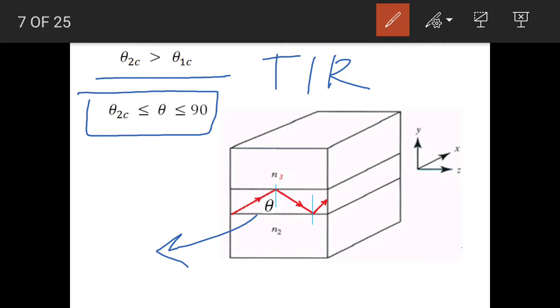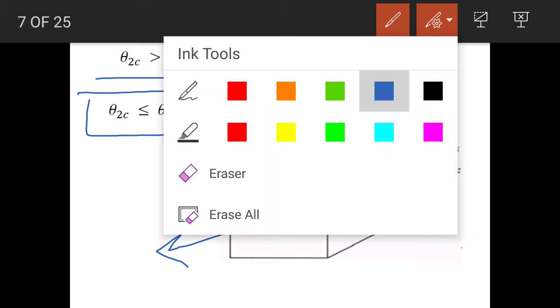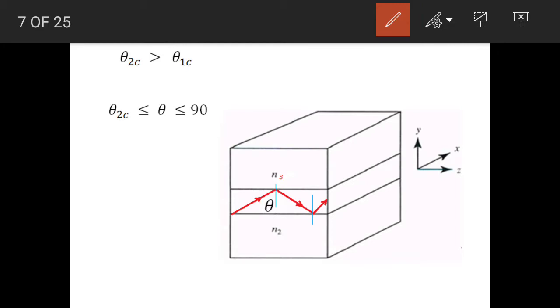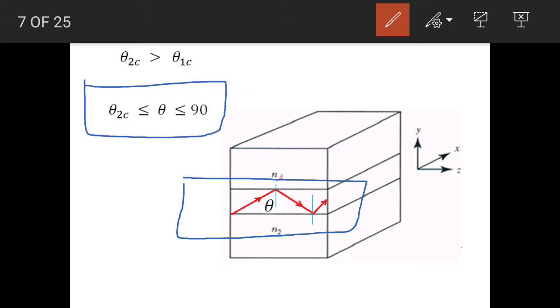So if theta is greater than theta 2c and less than 90 degrees, then the ray will travel in the central layer of the waveguide. You can see that the ray travels in the central layer along the axis. So in order to keep the light ray in the central layer of the slab waveguide, we need to satisfy the condition for the total internal reflection, and here is that condition.